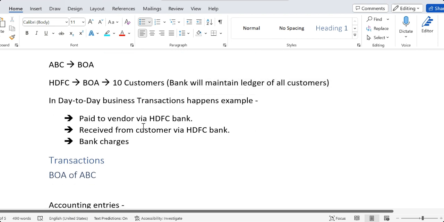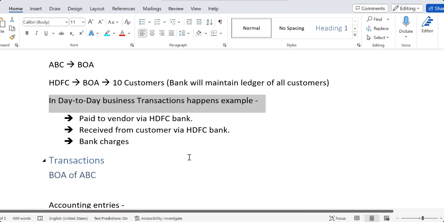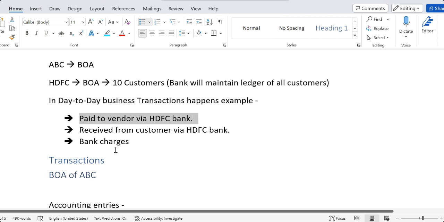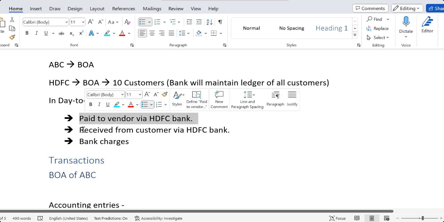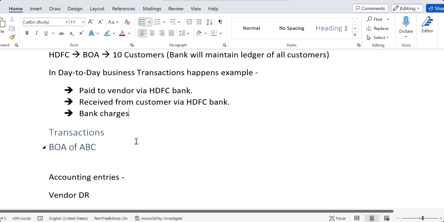So what do we do in day-to-day business? We have some transactions, right? We perform some transactions in real business also. Whatever transactions are related to the bank, we are going to discuss here. So suppose, just for an example, I have purchased something from some vendor and now I am paying. So I paid some amount via HDFC Bank. This is called a business transaction. And suppose I sell something to some customer and I am receiving the money. That is also a transaction, right? And the bank has charged something, some commission, some interest. This is called bank charges.